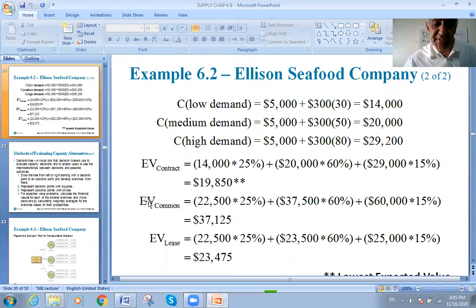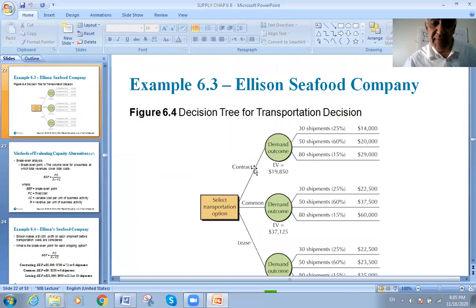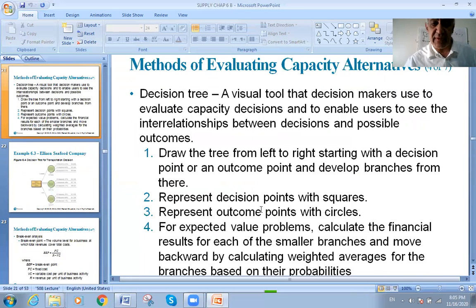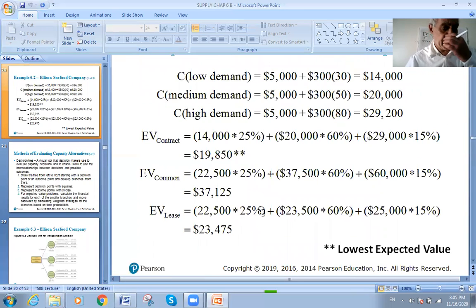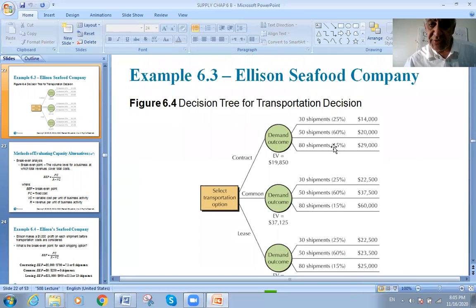The EV of the contract, the common, and the lease. Look at this: a branch for the contract, a branch for the common, a branch for the lease. That's first. Let us see the contract. The contract: 14,000 times 25%, plus 20,000 times 60%, plus 29,000 times 15%.